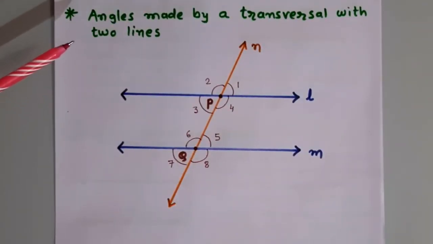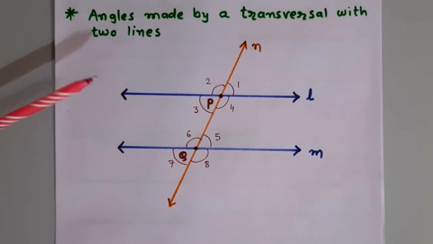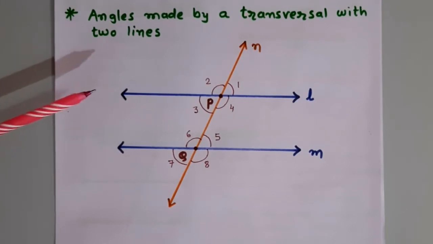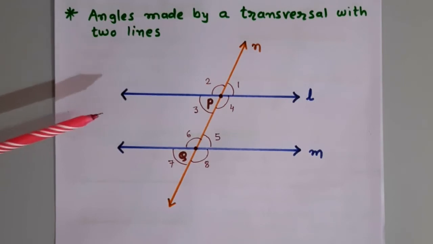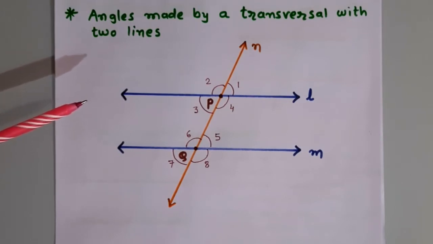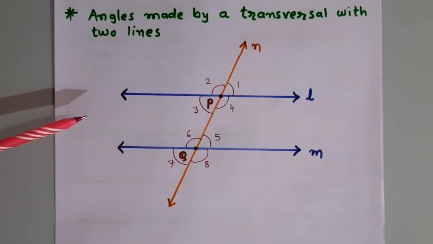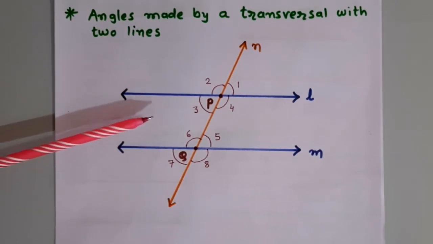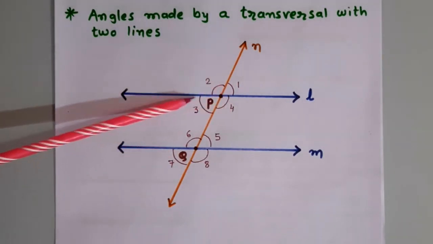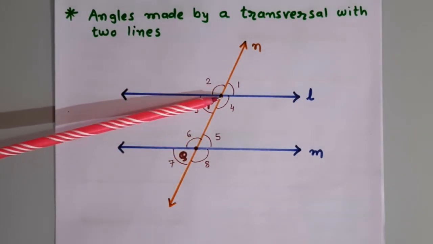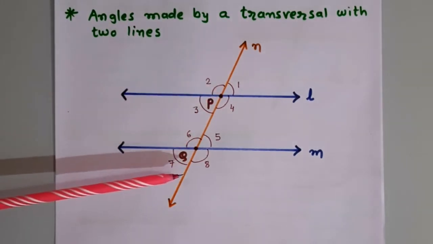We shall learn about the angles made by the transversal with two given lines. Some of these angles can be paired together by virtue of the position they occupy. Let L and M be two lines and N be a transversal intersecting them at P and Q respectively, as shown in the figure. Clearly, lines L, M and N make 8 angles: 1, 2, 3, 4, 5, 6, 7, 8. 4 at point P and the remaining 4 at Q.